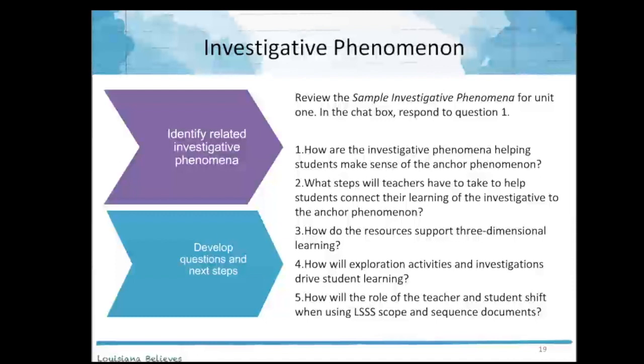So now that we have had an opportunity to look at the investigative phenomena, the next step of this process is for teachers to develop questions and next steps. I want you to review the questions underneath each of the investigative phenomena. To the right of the screen, in the web link box, I've linked the Louisiana Student Standards for Science. I would like you to download that file, go to the 4th grade performance expectations, and review the performance expectations that are linked to this unit of study.